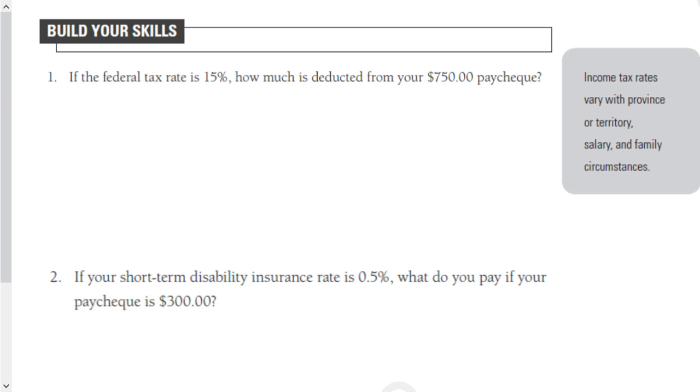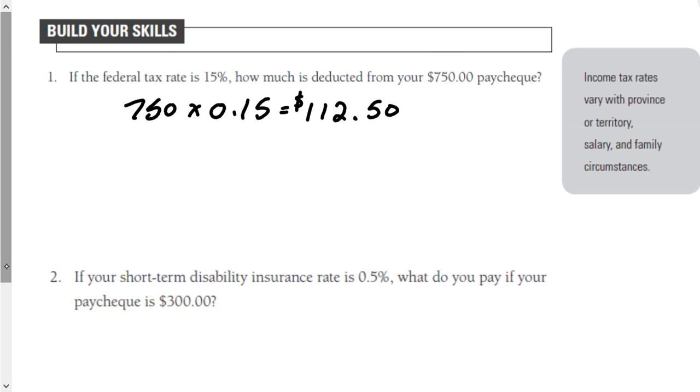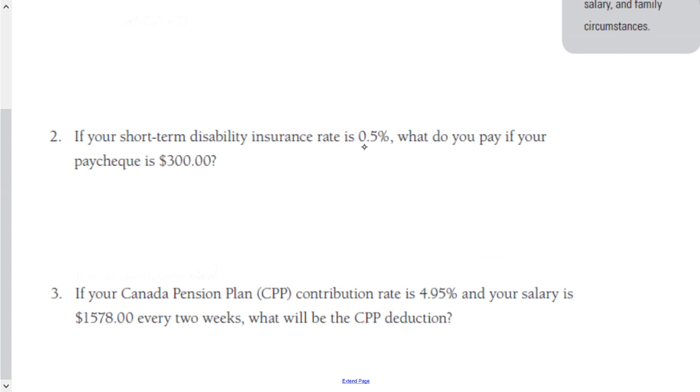The federal tax rate is 15%. How much is deducted from your $750 paycheck? Equal to $112.50. If your short-term disability insurance rate is 0.5%, what do you pay if your paycheck is $300? You pay $1.50.